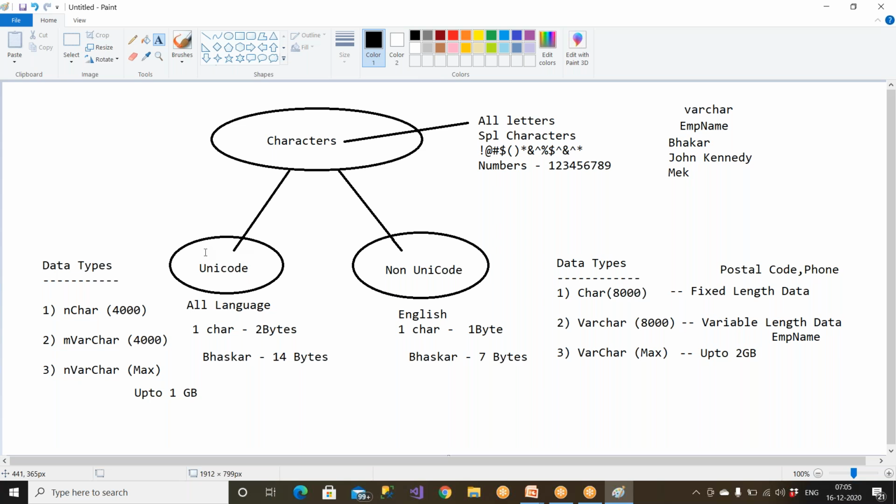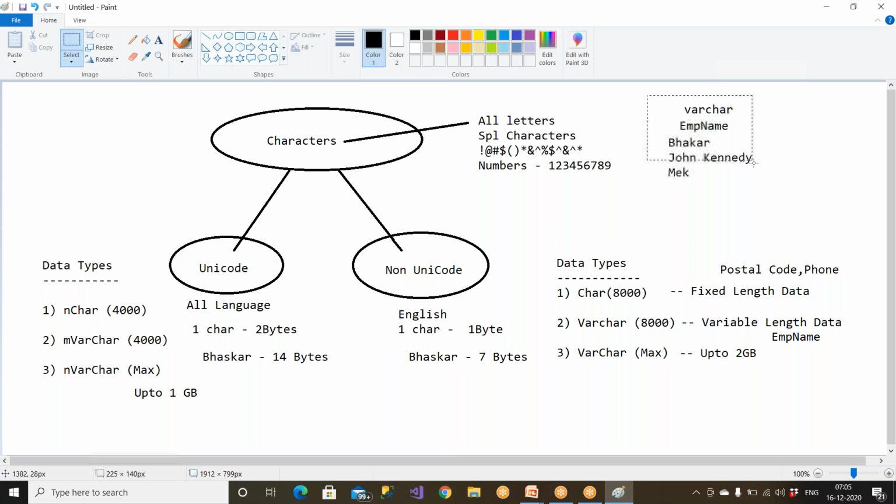Unicode supports English plus all other languages data. Be clear. NCHAR stands for what? National char. You can have English data plus Hindi data or Chinese data, any data you should be able to store. Clear? And varchar, that is also same thing, same rules applicable. Variable length data and varchar max means up to 1 GB of data. It is going to support all letters, special characters, everything.